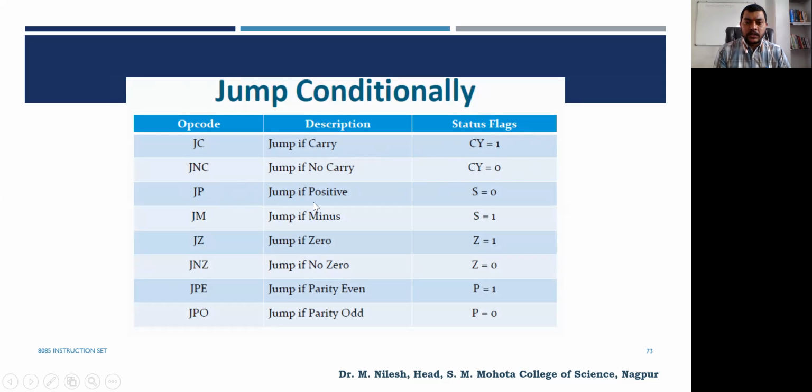Jump if positive, that is, the sign flag is 0. Jump if minus, that is, the sign flag is set. Jump if zero, that is, the zero flag is set. And jump if not zero, that is, the zero flag is reset. Jump if parity even, that is, P equal to 1 (set), and jump if parity is odd, that is, P equal to 0, right? So this is the conditional jump.